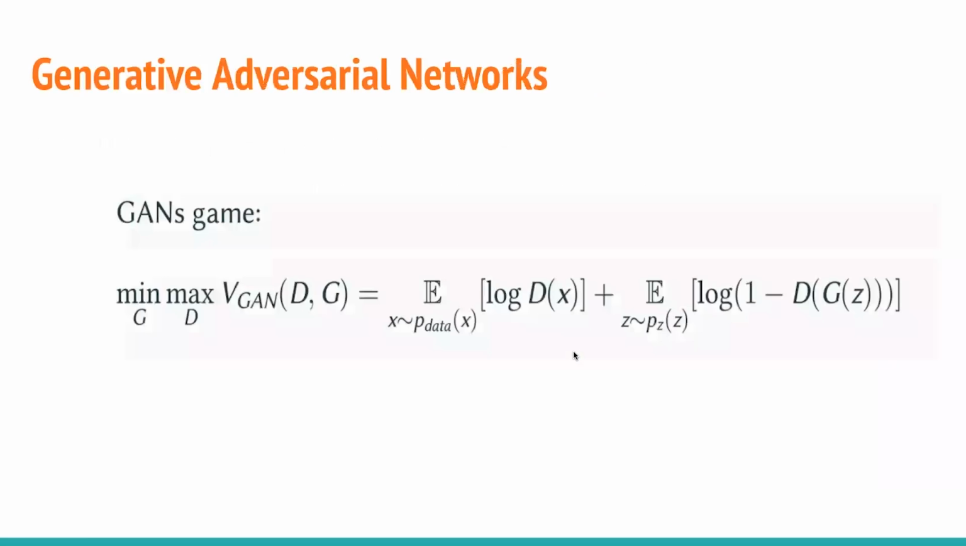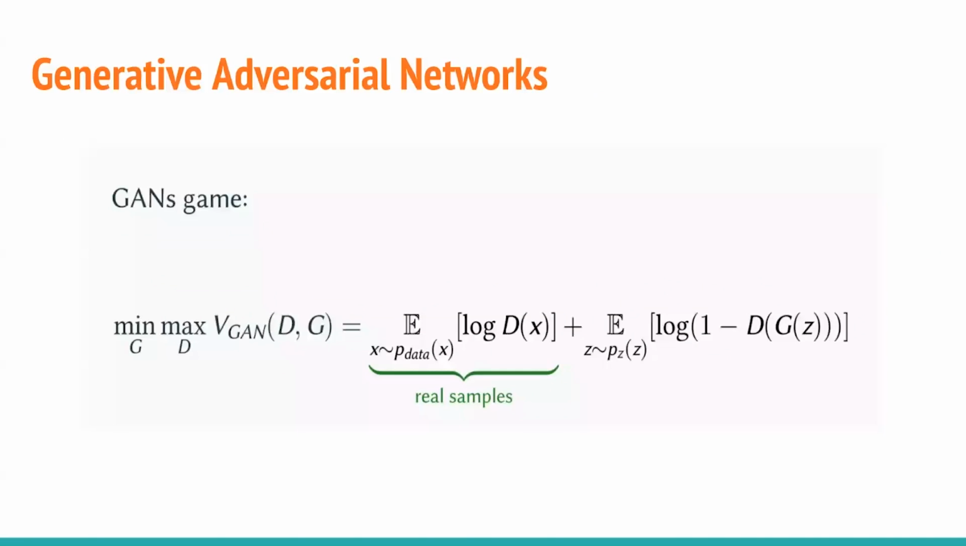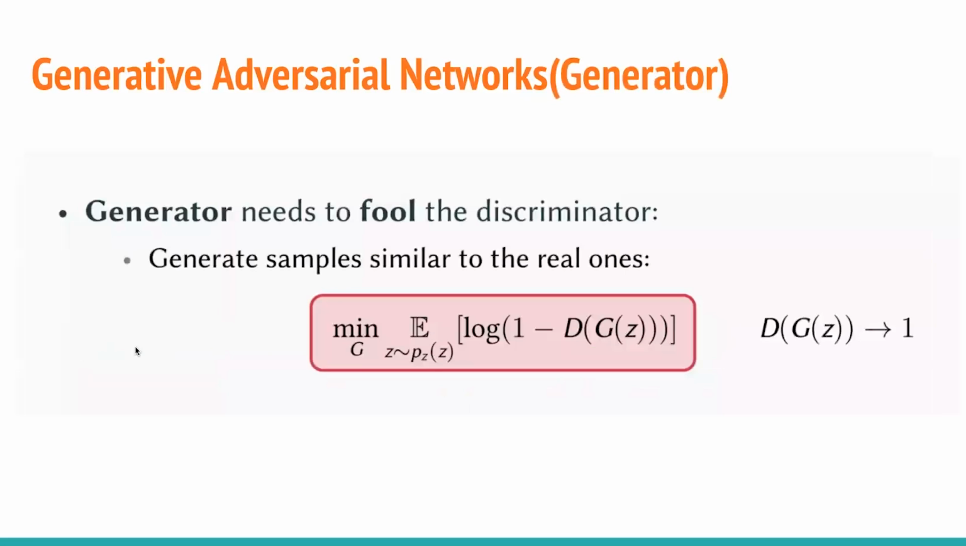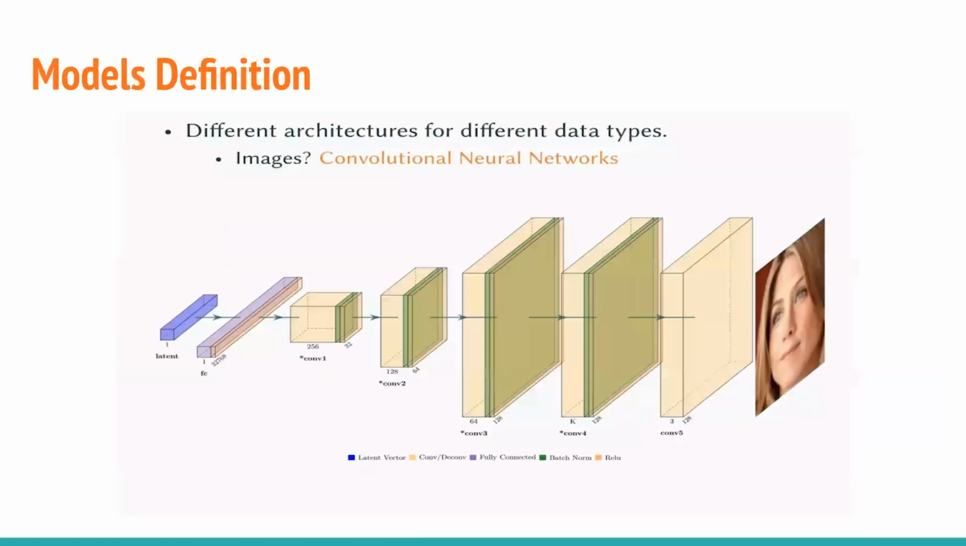I discussed the loss function as well, and how it's a min max game, where the same loss function is minimized by the generator and maximized by the discriminator. So far so good. I gave an example of how we can use a convolutional neural network to generate images with noise as an input.